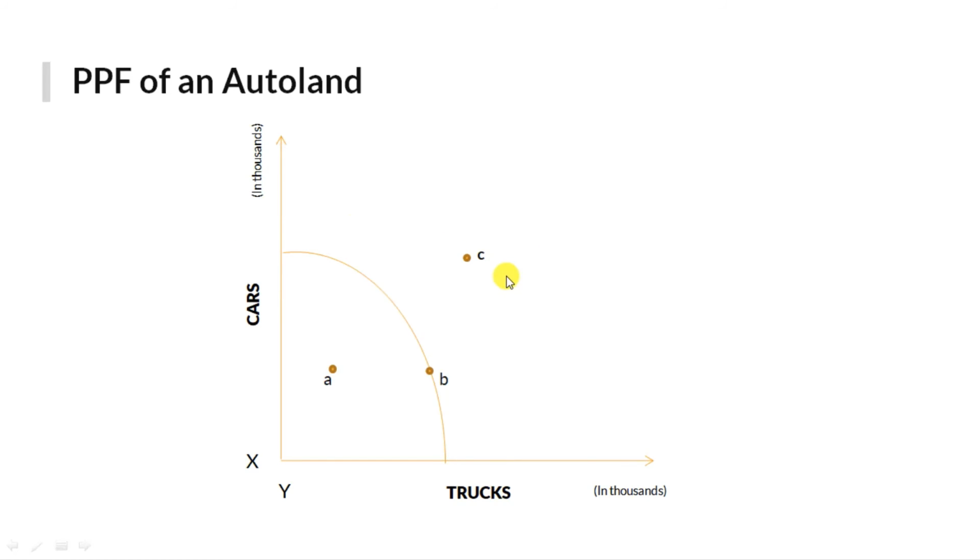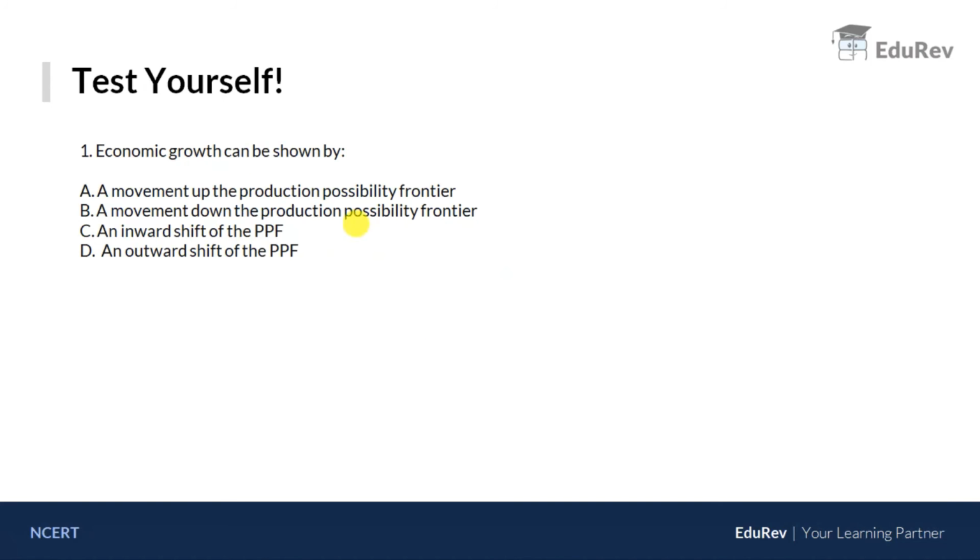Now if you have understood the concept of PPF, let's try to solve some problems. First question. Economic growth can be shown by a movement up the PPF, down the PPF, inward shift, or an outward shift. What do you think? It's a very simple question, and I just said it is an outward shift of the PPF. Why? If there is an outward shift of the PPF, the goods and services that can be produced will rise, and as a result that means there is economic growth happening, right?